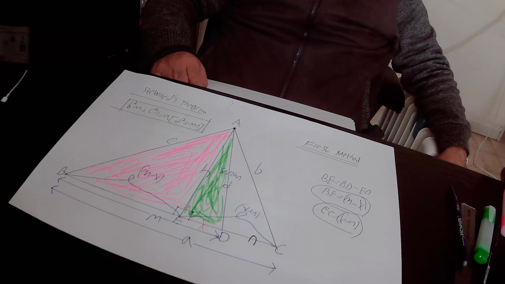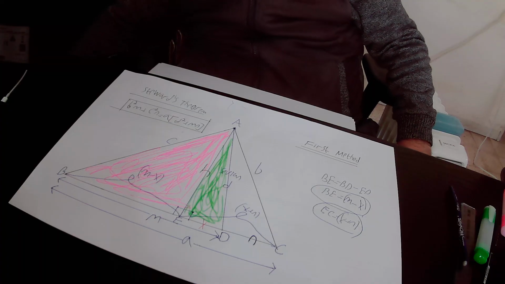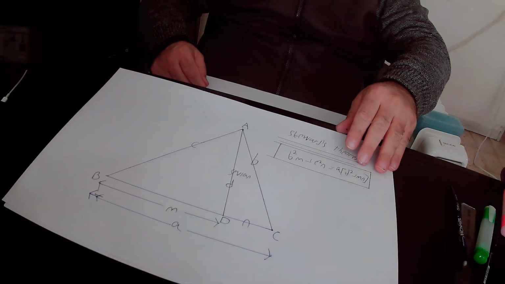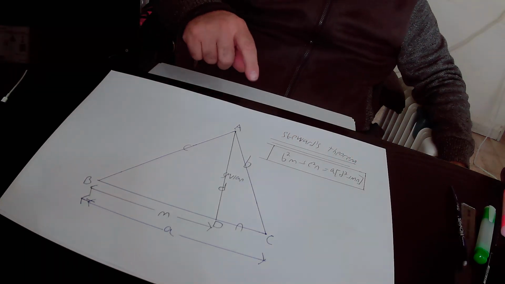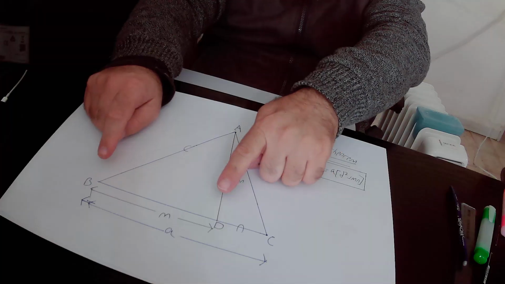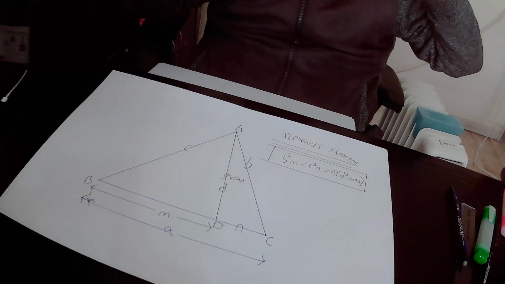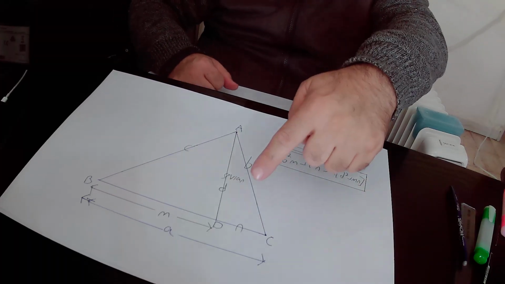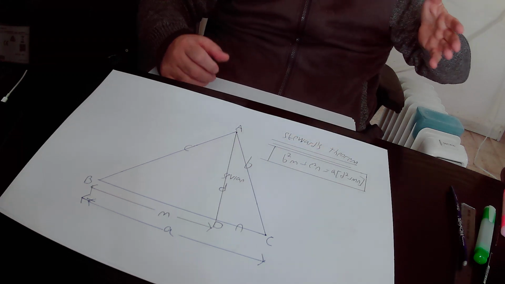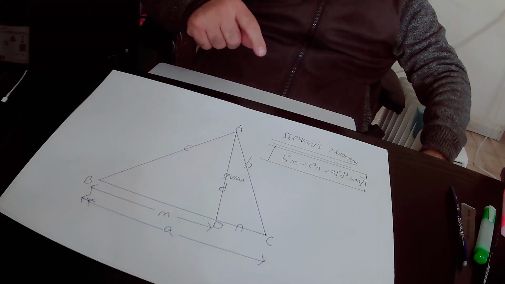Okay? And according to Stewart's theorem, in this triangle ABC, side AB is c units, side AC equals to b units in its length, and side BC equals to a units in its length. In addition, line segment BD equals to m units, and line segment DC equals to n units. And the cevian in this triangle ABC is line segment AD, and the cevian AD equals to d units in its length. Then, according to Stewart's theorem, we get that the following equation is true.